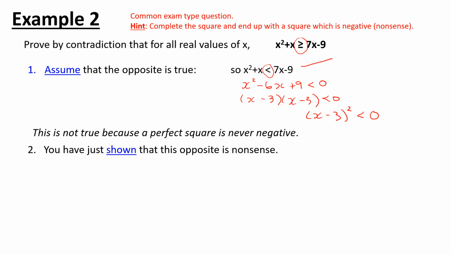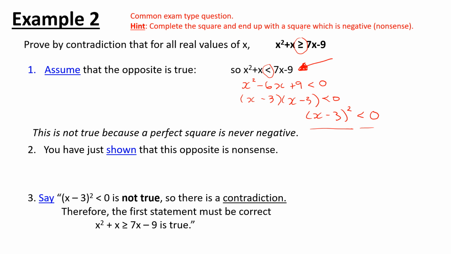Remember, this was the statement that was our opposite to the original one. And we've shown that it's complete and utter nonsense. You can't have a square number less than 0. This is nonsense. So we've finished our proof and we just need to write now our little conclusion at the end. So something along these lines.